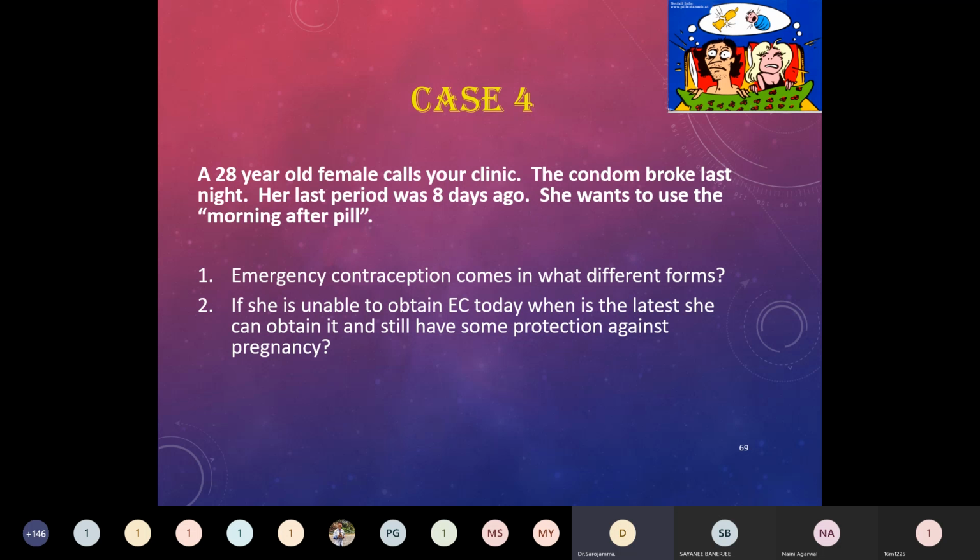And if she is unable to obtain EC today, when is the latest she can obtain it and still have some protection? We already discussed that she should start as early as possible, within 72 hours. If she cannot use it today, she still has 2 more days, but she should arrange and take it as early as possible for the better effect. She can use tablets even after 72 hours, up to 5 days, but with reduced efficacy. The efficacy comes down from 90% to 70% if she takes the tablet after 72 hours.